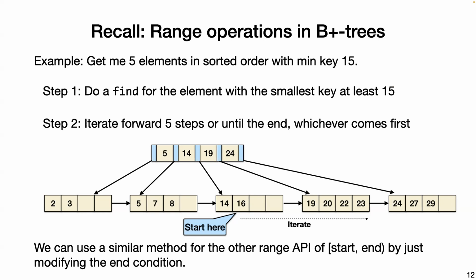So like here, you would get 16, and then you would just call the iterator 5 times until you got to the end here, 23. And then you would stop. And in B trees, you can use this. Once you get the iterator, you can use the exact same method for the other range API, but you just modify the end condition rather than stepping forward some number of times. You step forward until you see something bigger than your end, or you got to the end.